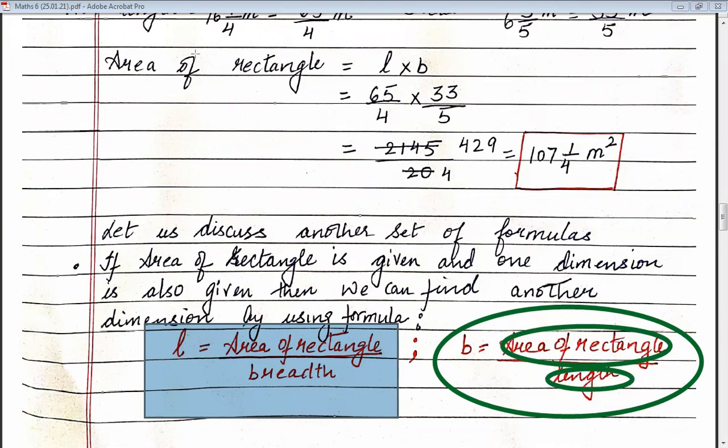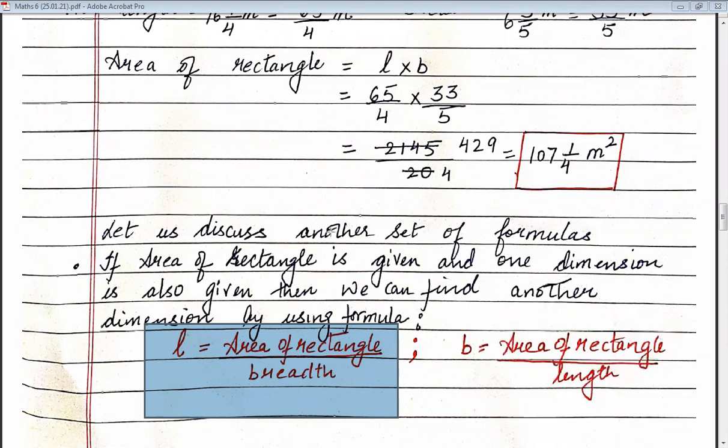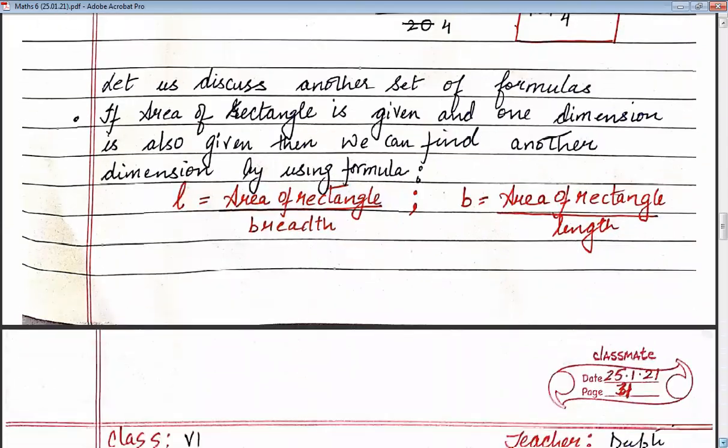Okay, so in simple language, whatever dimension you have to find out, you have to divide the given area by the other given dimension. Okay, so it's very easy. Please learn these formulas. We are going to use these things in our questions.